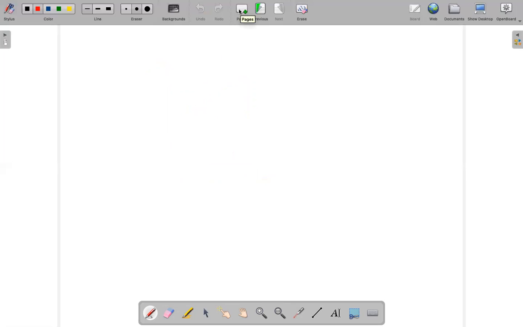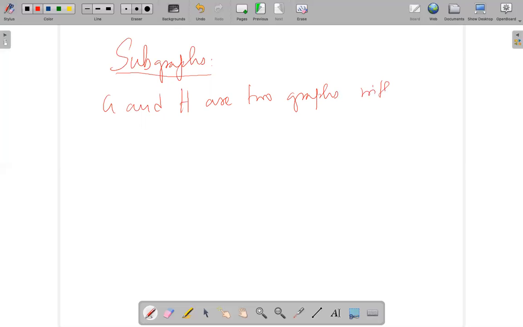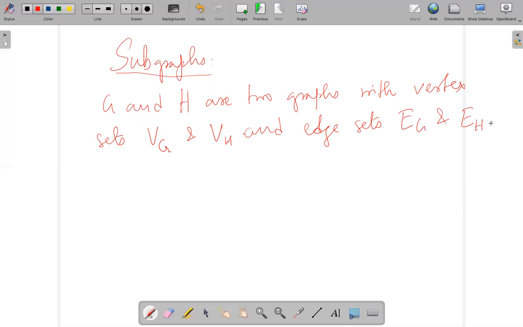The next thing that we need to discuss about are subgraphs. Now again, as the name suggests, let us say G and H are two graphs with vertex sets VG and VH, okay, and edge sets EG and EH.